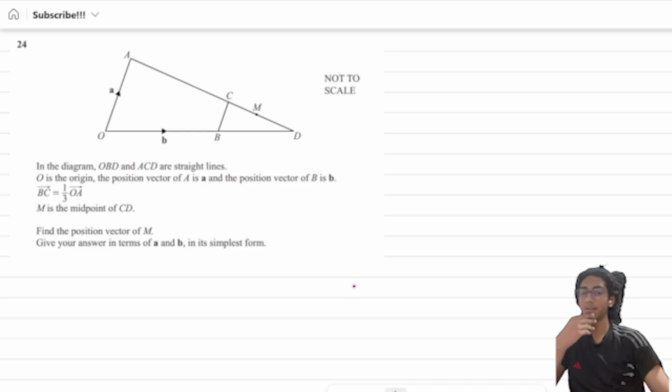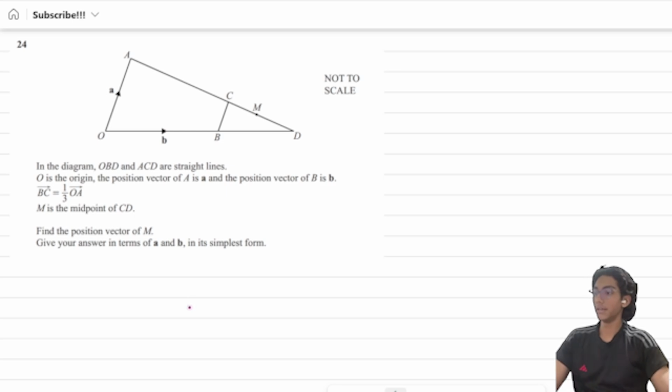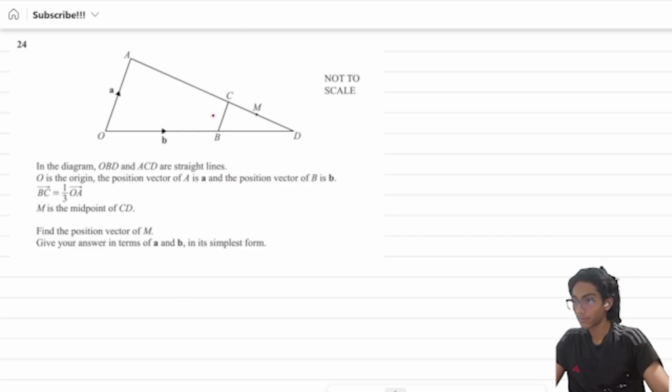For this question, your vectors and fractions should be moderately good, right? So let's begin. The question states in the diagram OBD and ACD are straight lines. O is the origin, the position of vector A is A, the position of vector B is B. BC equals 1/3 OA. Okay, so that means BC over here, which is this, is equal to 1/3 of A, right? So we got a new vector.